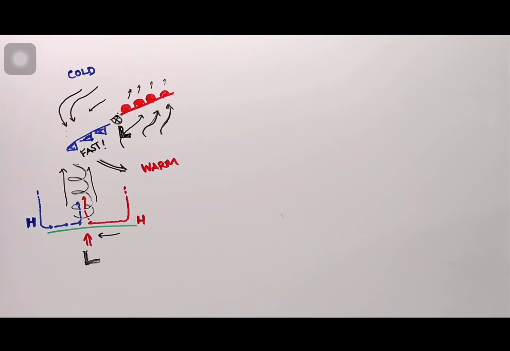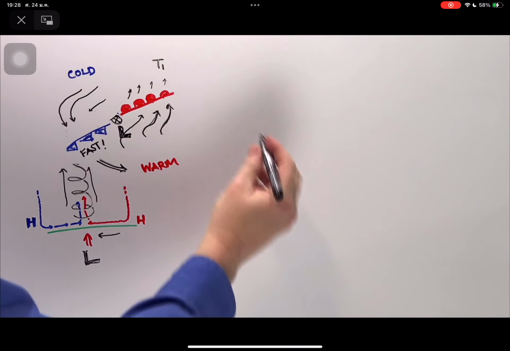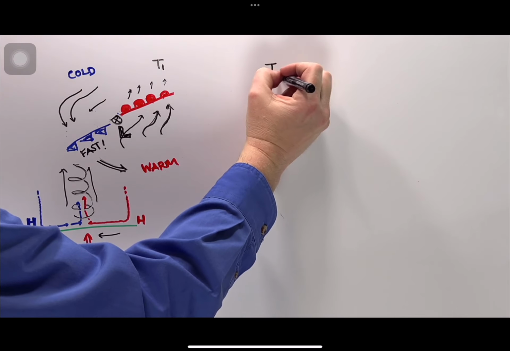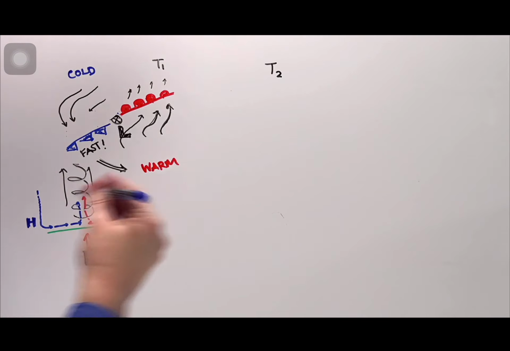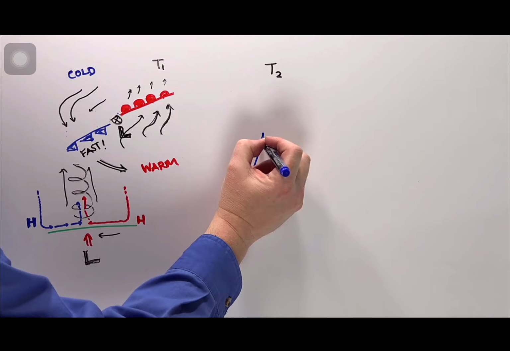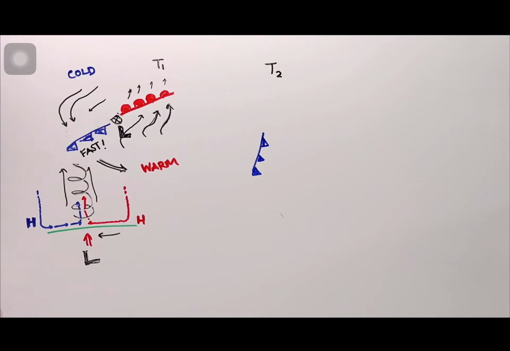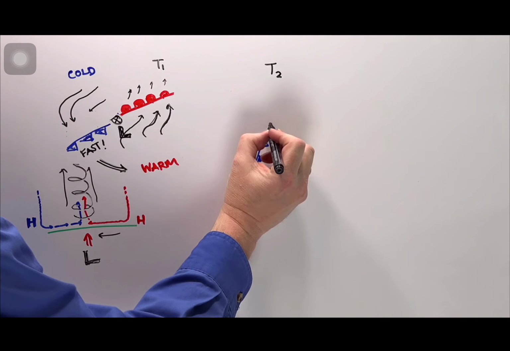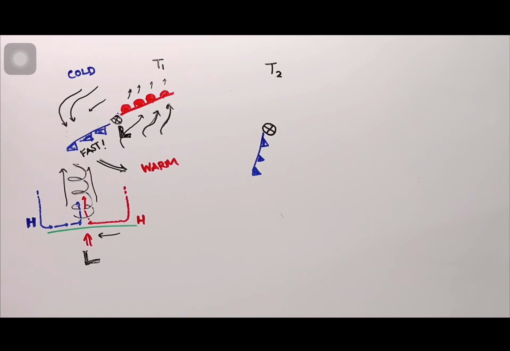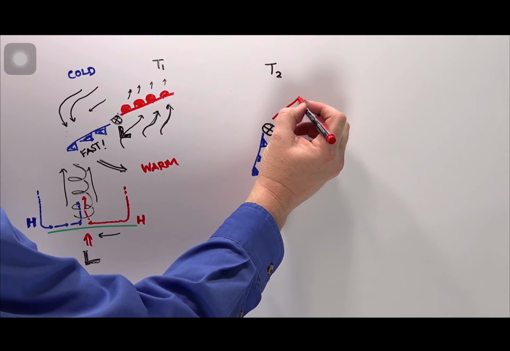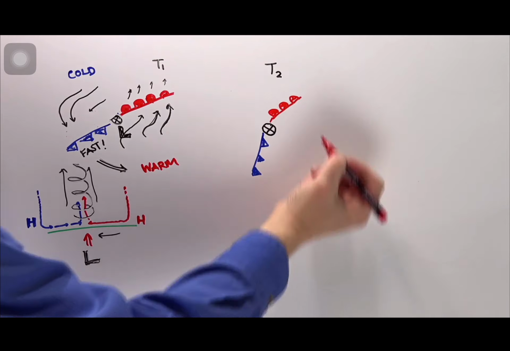Okay, over time, what will happen? So this is time 1. Let's say later on, time 2, what we would find is that the frontal system would look something like this. I'd have my cold front like this, because it's moved very, very fast. Here's the center of the low itself. And then I would still have this warm front like, yeah, I'm in no hurry whatsoever. So it might look something like that.